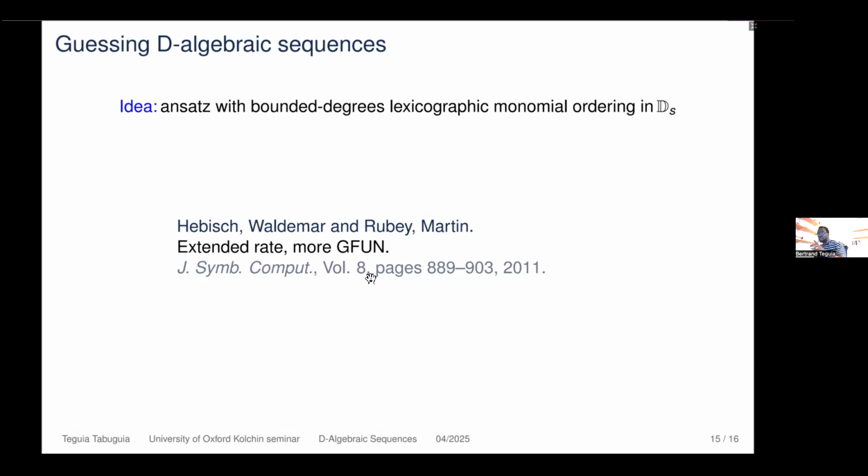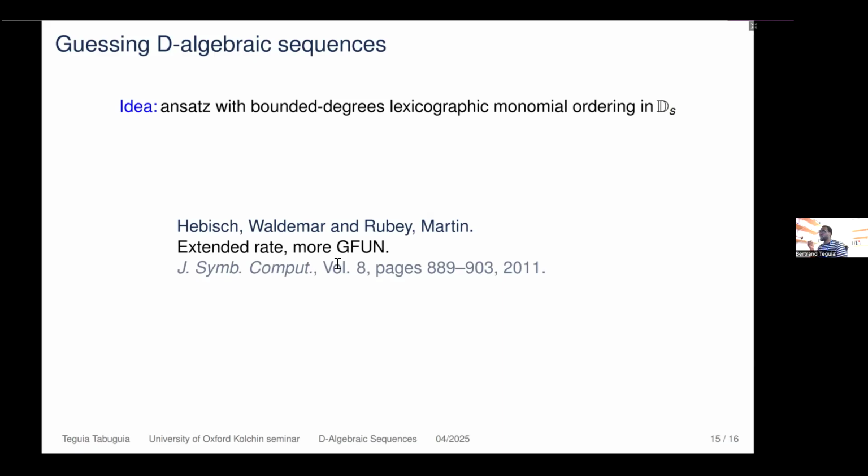And this was also done. A similar implementation was done by Hebich, Valdemar, and Rubé Martin. I think this was done in Mathematica, so I couldn't really try it for now. I didn't have access. So I implemented something, just to continue the exploration of these algebraic sequences.